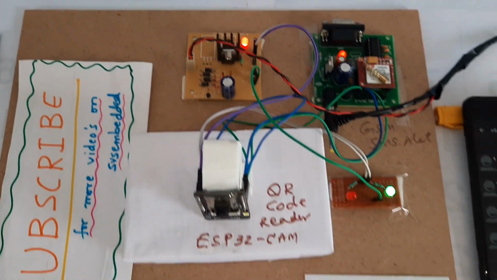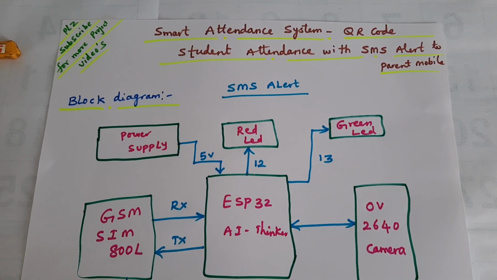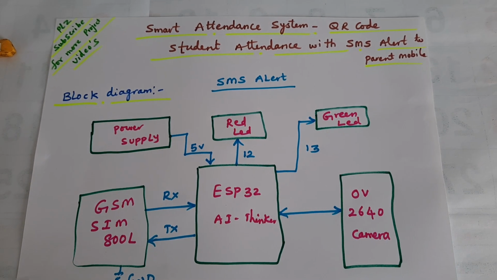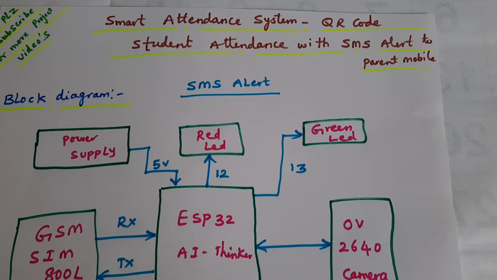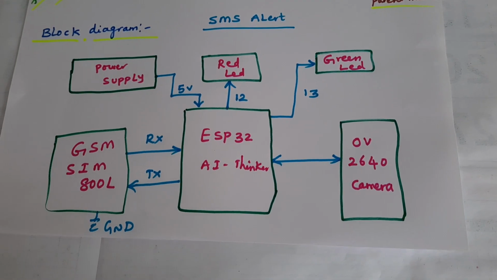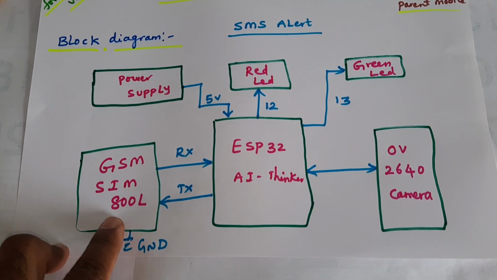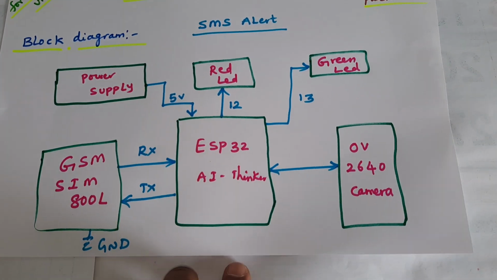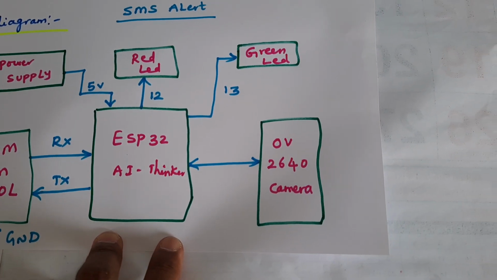The project title is Smart Attendance System: QR Code Student Attendance System with SMS Alert to Parent Mobile. In this project, we are using a GSM SIM800L for the SMS alert purpose. We are using an ESP32 AI Thinker module and an OV2640 camera.